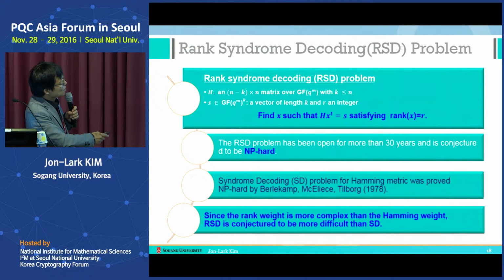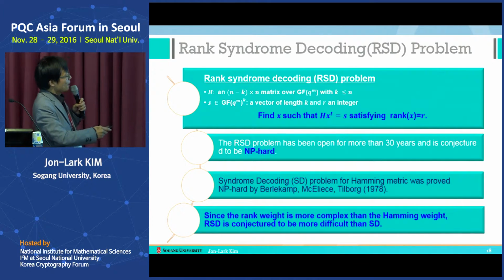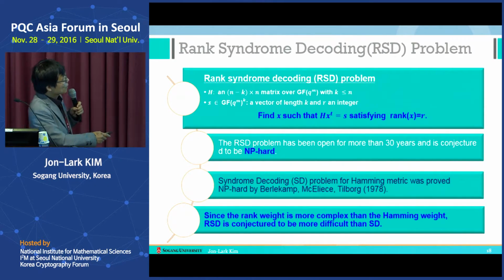It's called syndrome. And also we have another restriction. The rank of x is equal to r. So this is the syndrome decoding problem based on rank metric. But this is very similar to the usual syndrome decoding problem for Hamming metric, where we replace rank by weight. Weight of x equals r. That's the only difference. The rest is exactly the same thing.